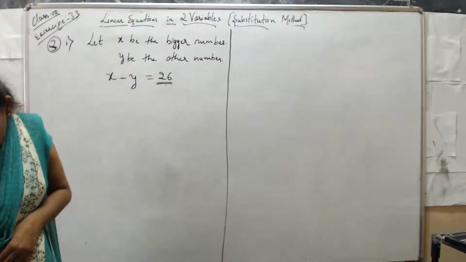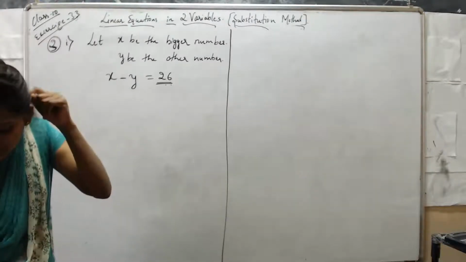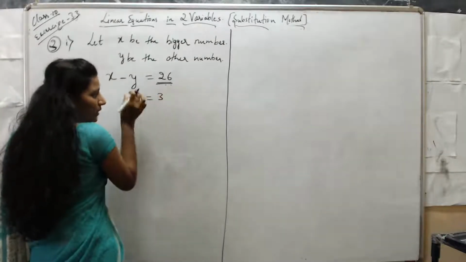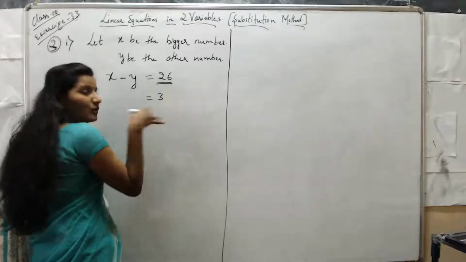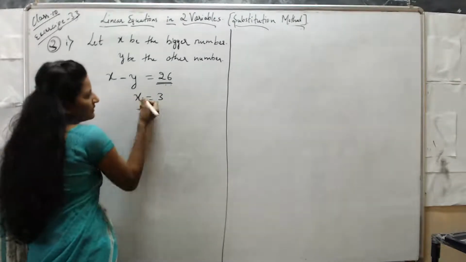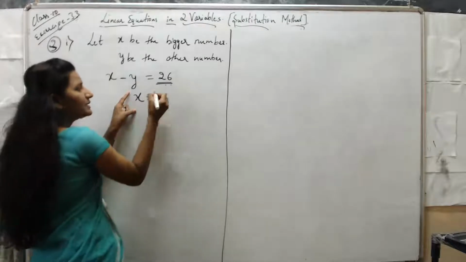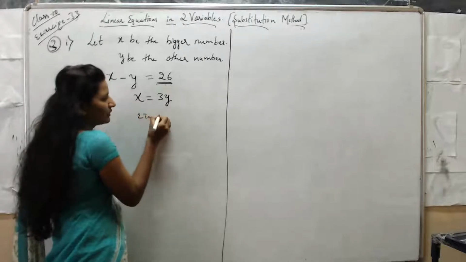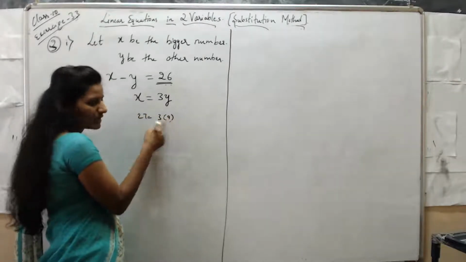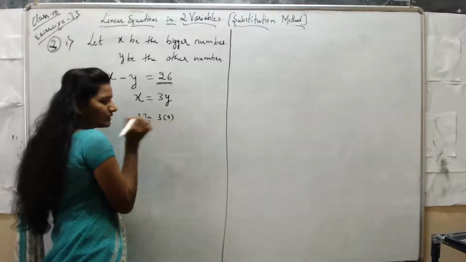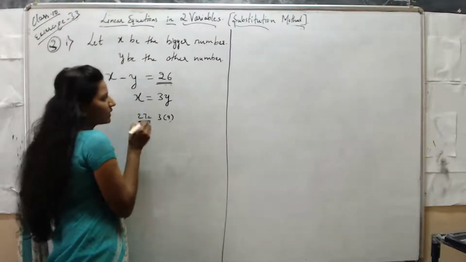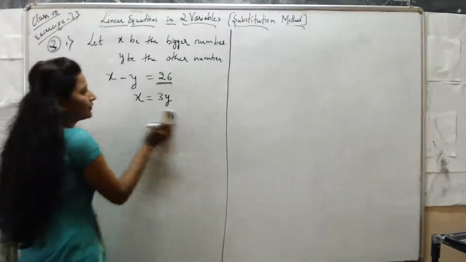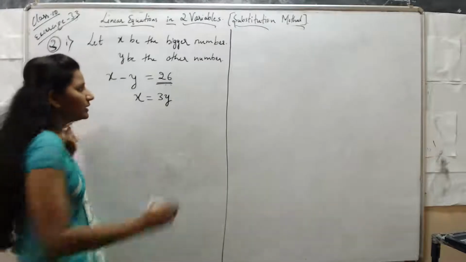And one number is thrice the other number. One number is 3 times the other number. Which is bigger? One number is thrice the smaller number. See, here I am taking 27: 3 into 9, how much? 27. Which is bigger here? 27 is bigger. So you should take bigger number on the left side.